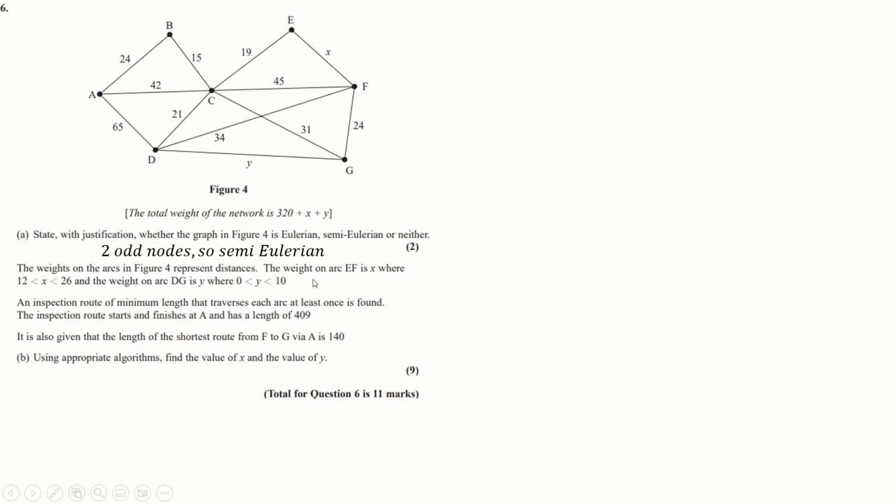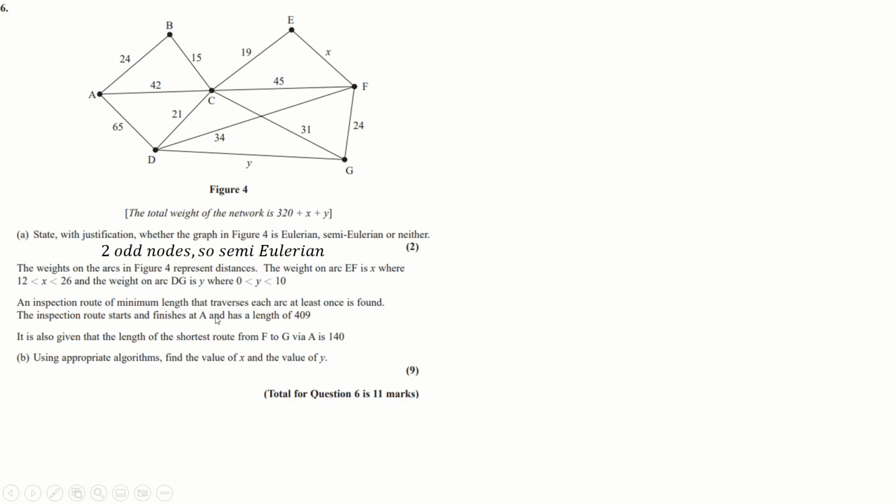I think that worked. So it's semi-Eulerian, because it has exactly 2 odd nodes. Okay, next, the weights of the arcs represent distances. X is between this and Y is between this. An inspection of minimum length that traverses every arc is found and has this.